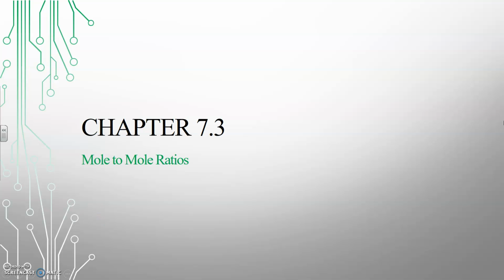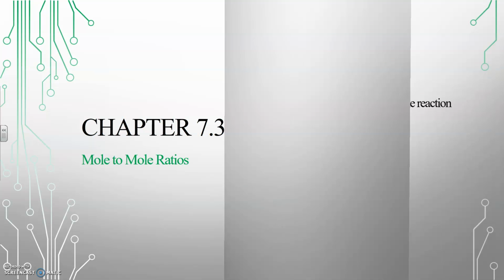Alright, this section is going to be pretty short, and I'm going to keep it as short as possible so that we have more time to talk about it and do examples in class. So this is going to be using molar mass, which we did last semester, and our balanced chemical equations. So this is called mole-to-mole ratios.